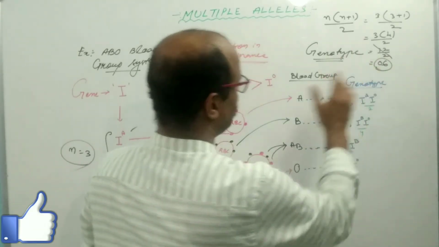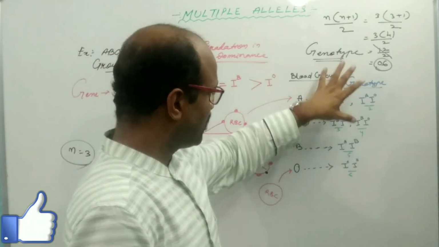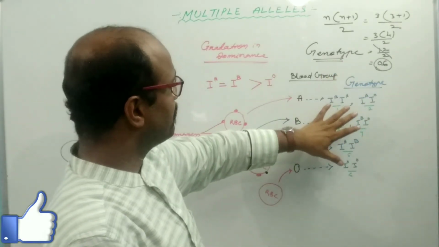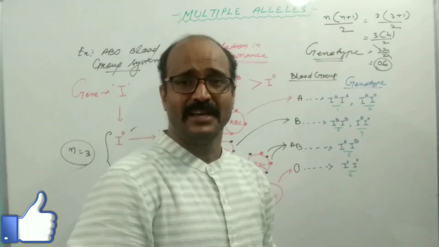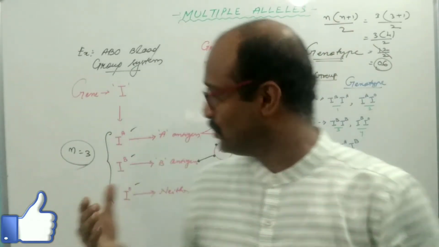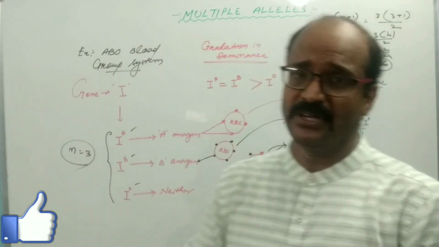So this is the formula by which I work out the number of genotypes. This is a traditional method, not a modern method. But by applying the formula you can work out the number of genotypes in case of multiple alleles.